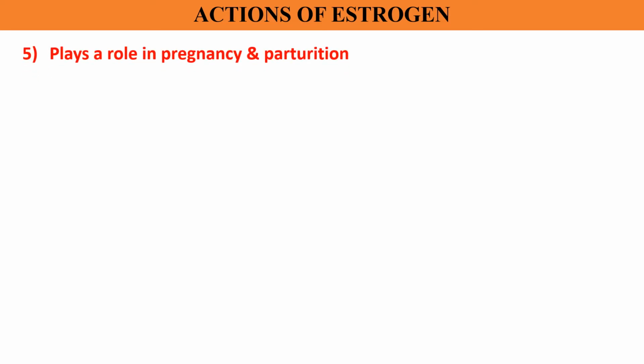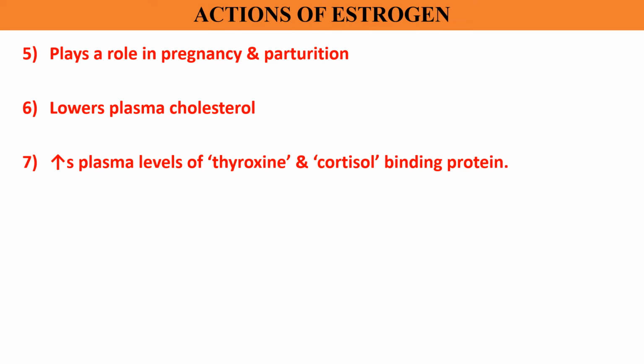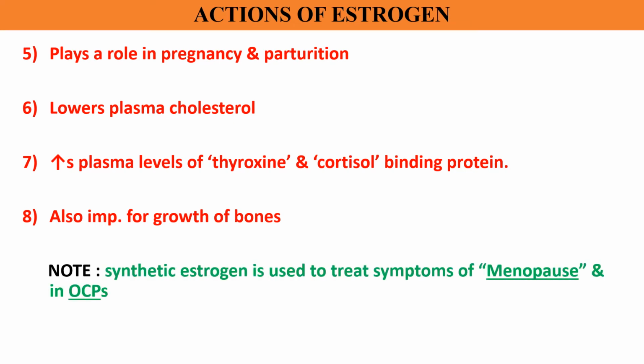Estrogen also plays an important role throughout pregnancy till parturition. Estrogen has a tendency to bring plasma cholesterol levels to lower limits and it increases the plasma thyroxine and cortisol binding protein. Estrogen is very important for the growth of bones. Synthetic forms of estrogen are usually used for making oral contraceptive pills and for the treatment of menopause.